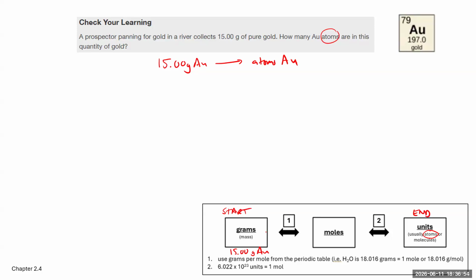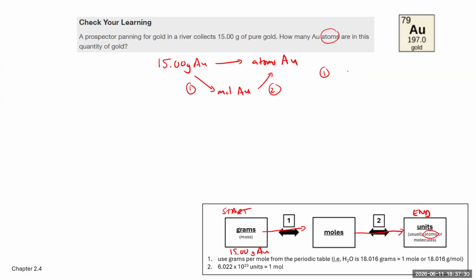Units or atoms, right? So this is our end. We're going to start here. We're going to cross the first arrow, or first number, and that's number 1. We're going to use the grams per mole from the periodic table, right? So conversion 1, sorry, it goes from grams. Now we're going to go to moles of gold, right? Now from moles of gold, we're going to go to atoms of gold. So it's a 2-part conversion. I'm going to label these conversion 1, conversion 2.